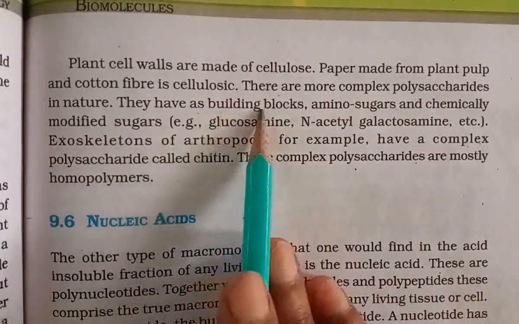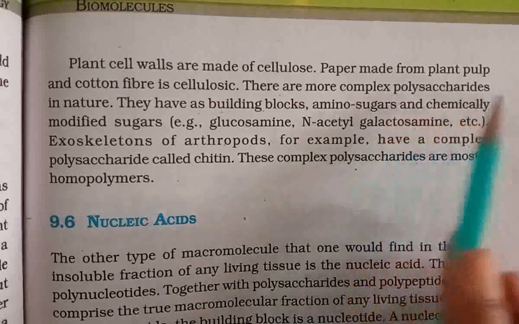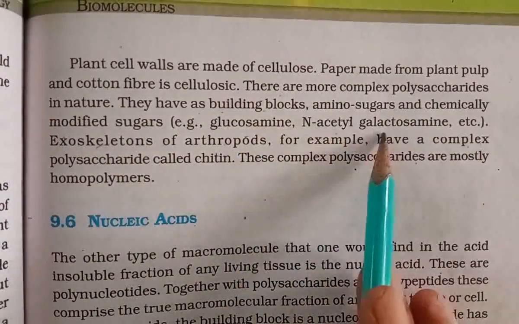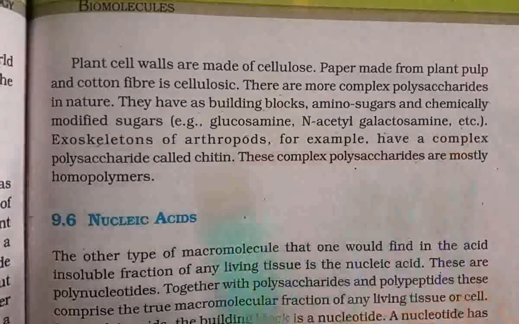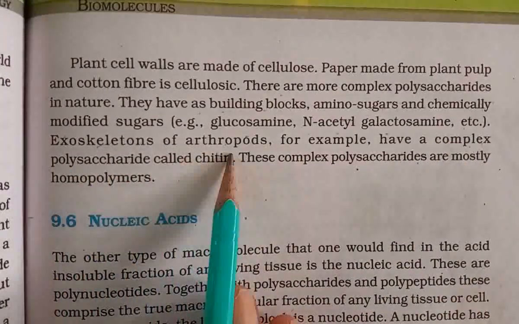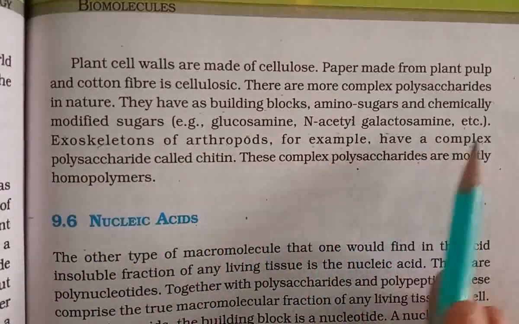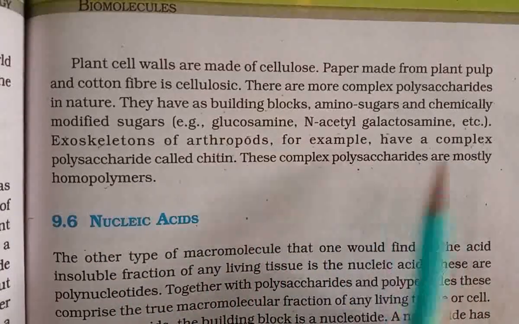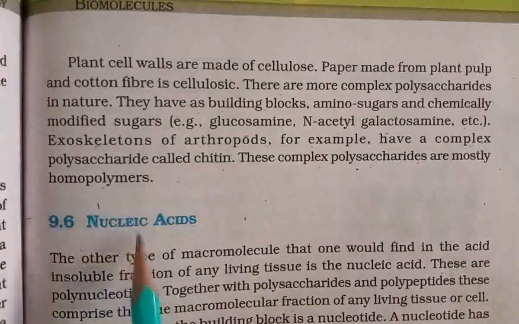They have as building blocks amino sugars and chemically modified sugars, glucosamine, N-acetyl galactosamine, etc. The exoskeleton of arthropods, for example, has a complex polysaccharide called chitin. These complex polysaccharides are mostly homopolymers.